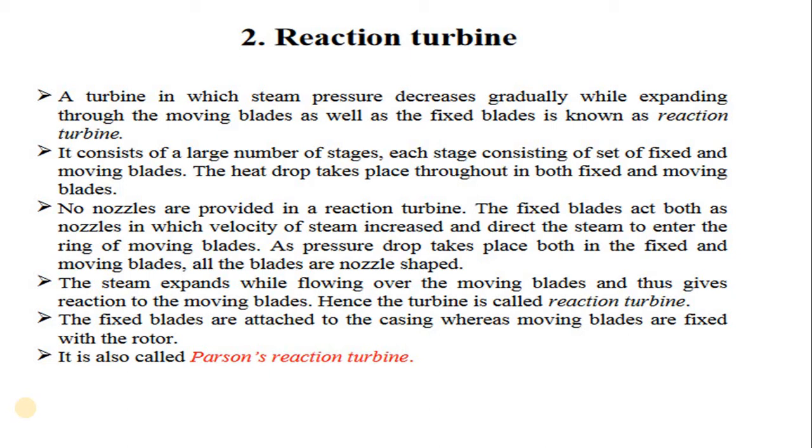The fixed blade acts as a nozzle in which the velocity of the steam increases, and it directs the steam to enter the ring of moving blades, as the pressure drop takes place both in the fixed as well as in the moving blade in the reaction turbine. The steam expands while flowing over the moving blade and thus gives reaction to the moving blade, hence the turbine is called a reaction turbine. This is the main working principle.